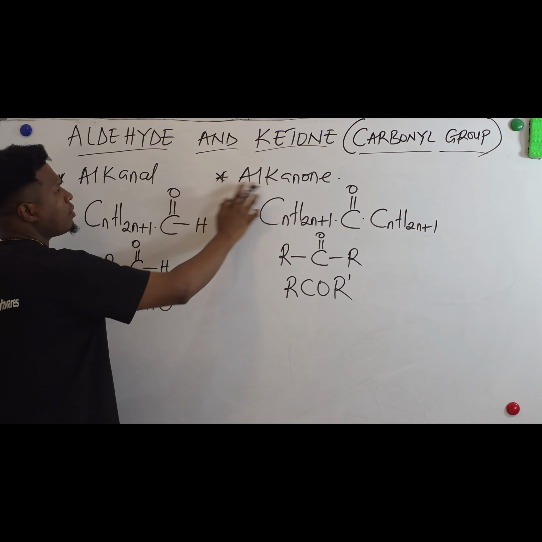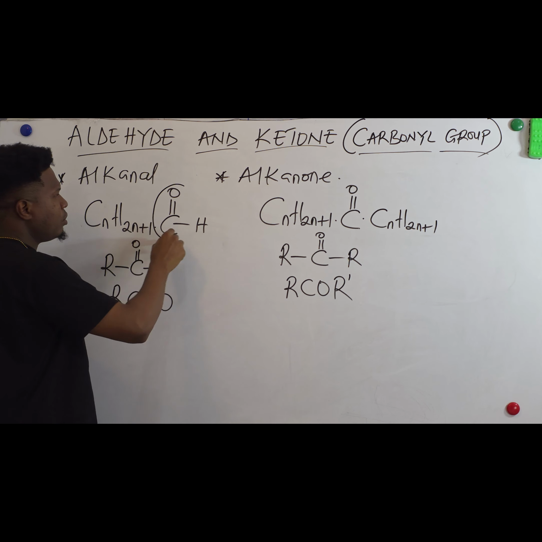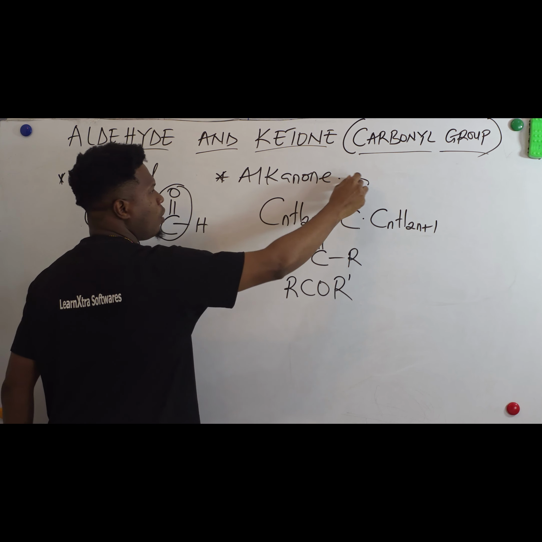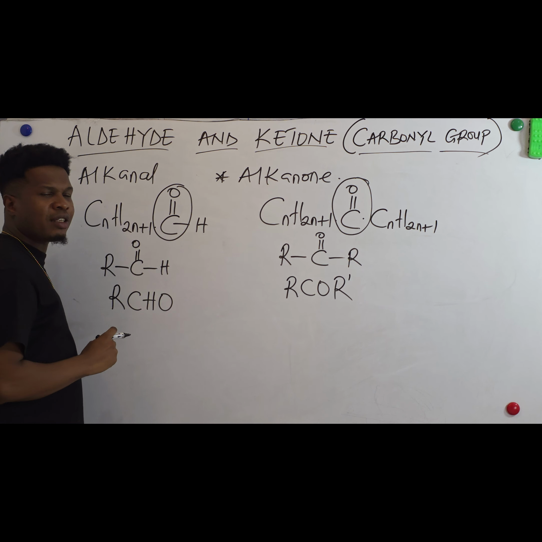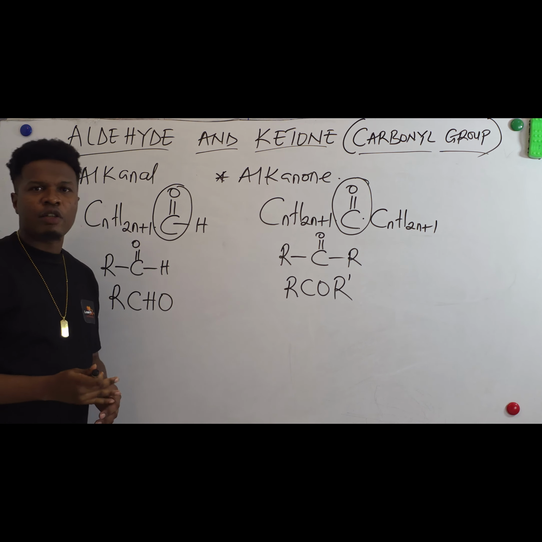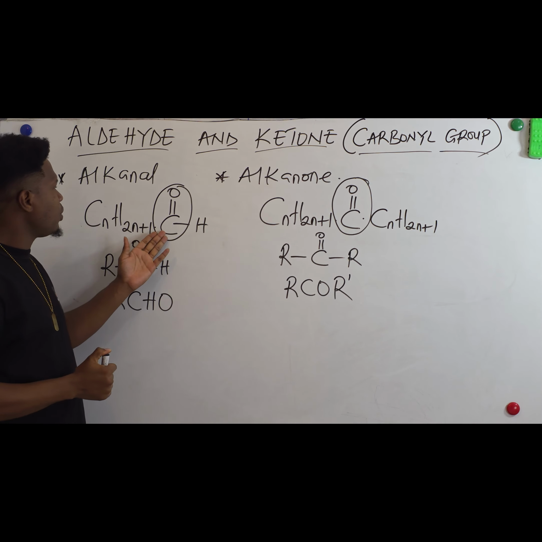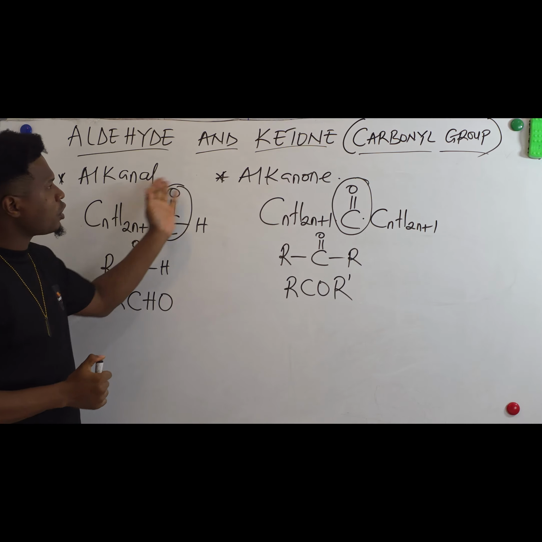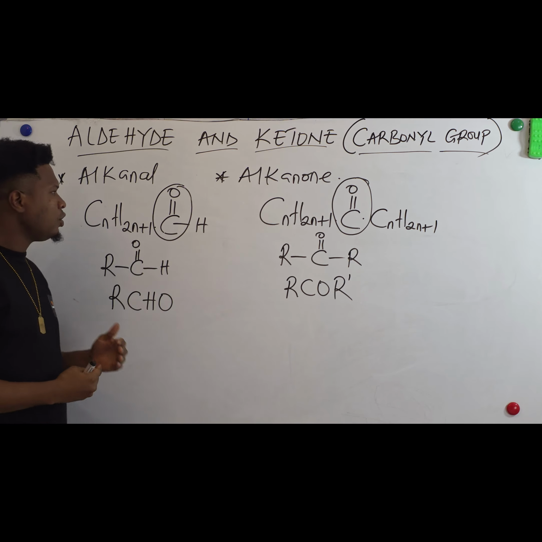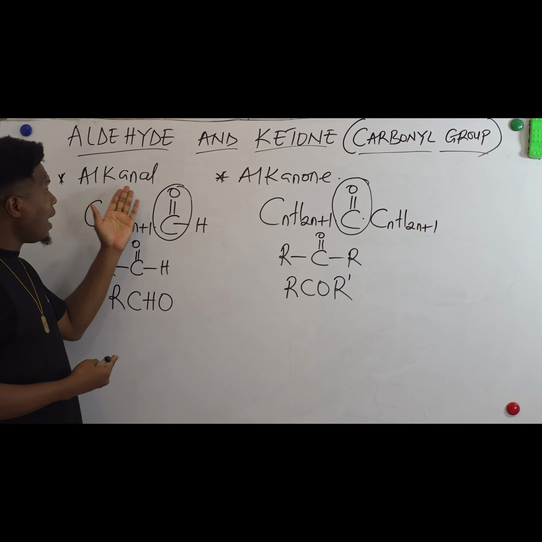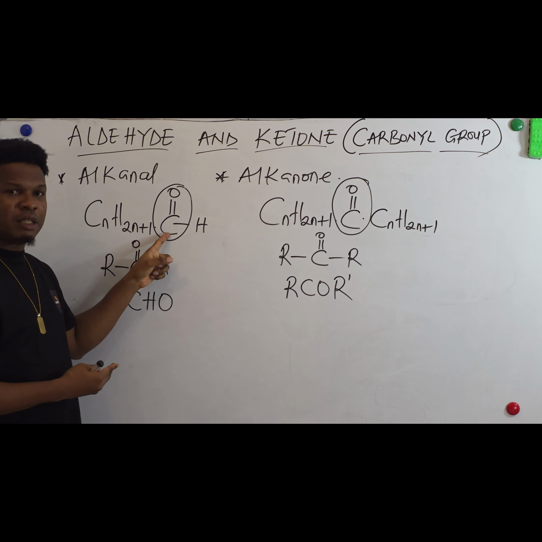These two compounds have one thing in common, and that thing is called the carbonyl group. So what you have here is what we call the carbonyl group. Carbon that is double bonded to oxygen is called a carbonyl group. With the presence of the carbonyl group, the reactions in these two functional groups take place at the carbonyl group. So the difference between the alkanal and the alkanone is in what? In this point of the carbonyl group.